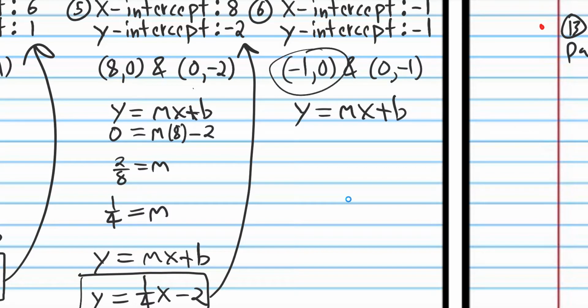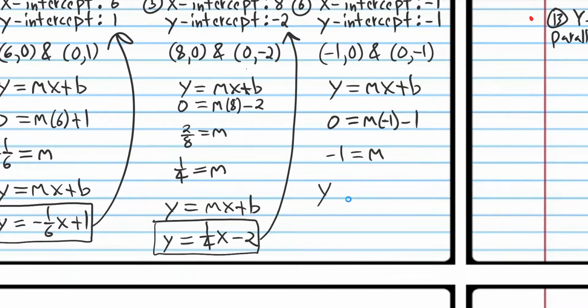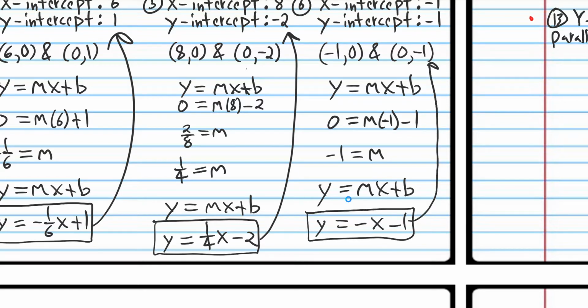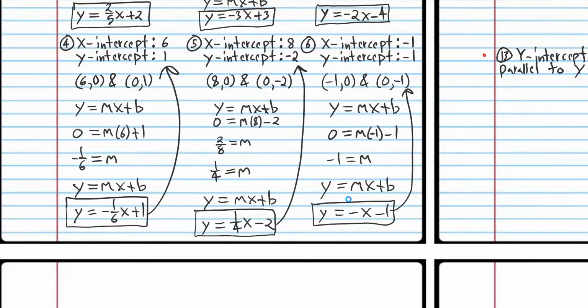So I'm going to plug in the x value. So 0 for y, negative 1 for x. Then plug in b, which is negative 1. Add 1 to both sides, divide both sides by negative 1, and m is equal to negative 1. Then we just write y equals mx plus b. M is negative 1. B is negative 1. So if you got that answer, good job.